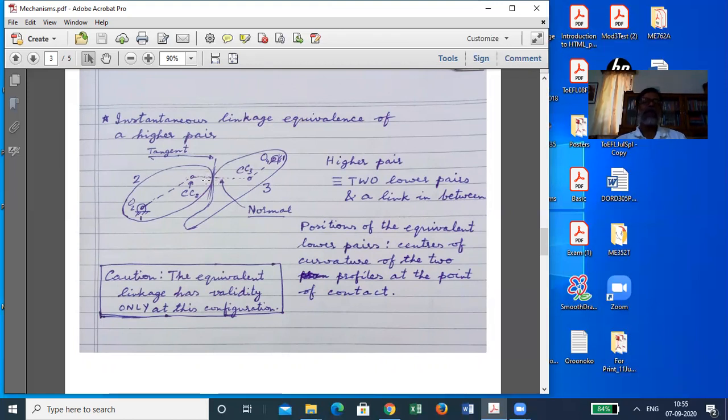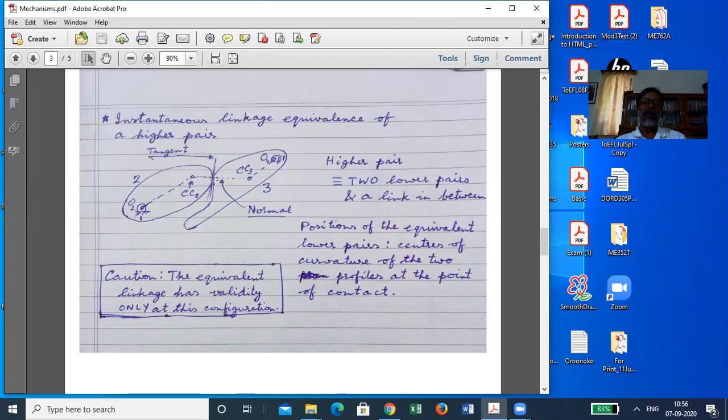The process to do that is that between the two profiles, you have a common tangent and therefore a common normal, and then this profile has a curvature at this point, a radius of curvature at this point. Basically, what it means is that a planar curve at any particular point locally can be approximated with a circular arc. And the radius of that circular arc is the radius of curvature.